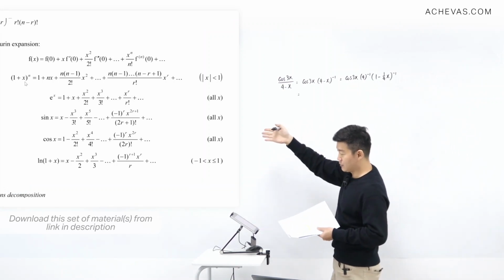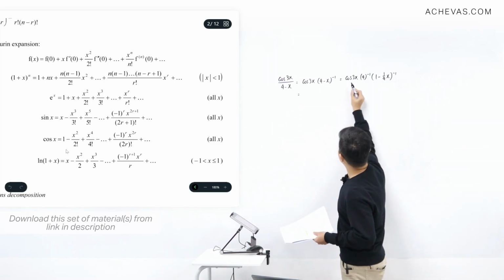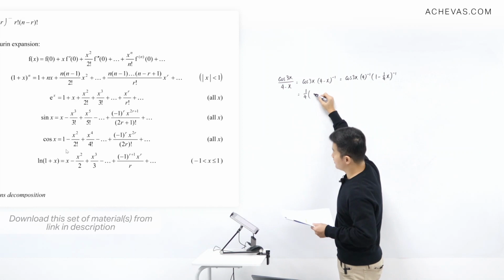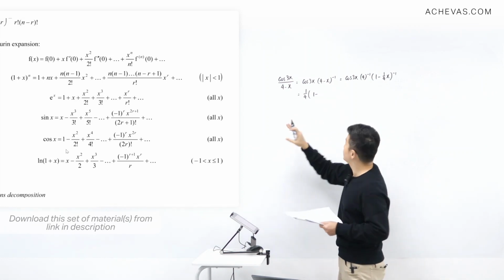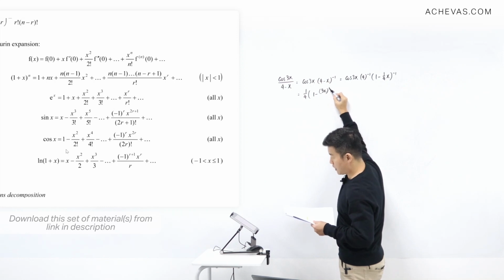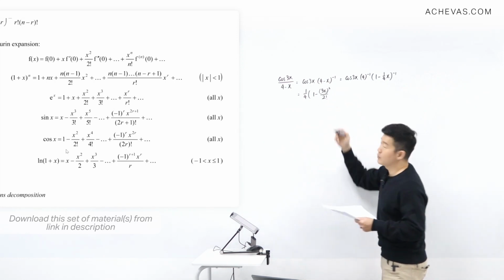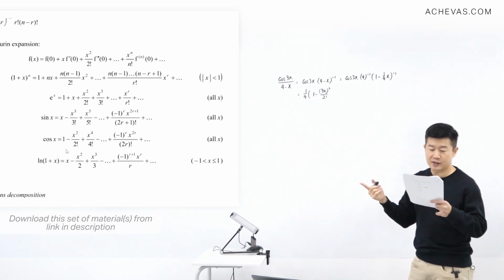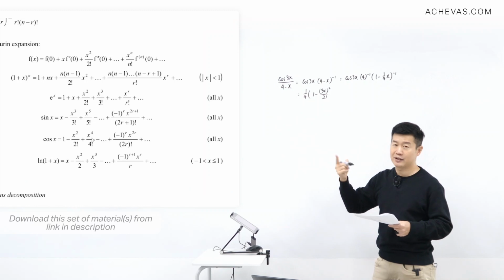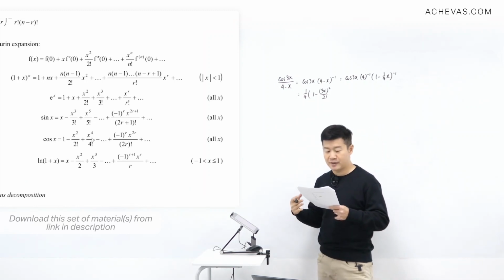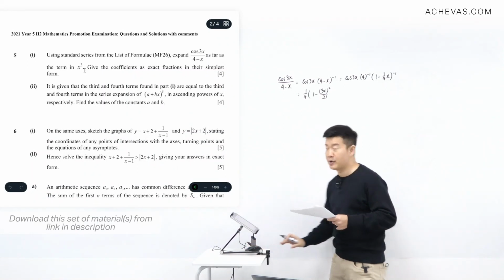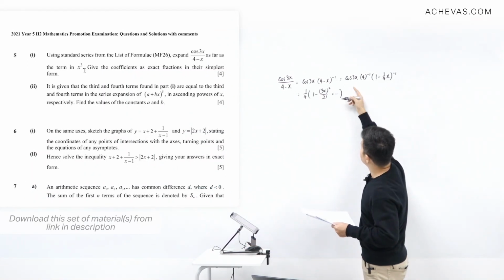So for cosine 3x, making use of the result for cosine x, and 4 to the power of -1 is going to be 1/4. Cosine 3x is going to be 1 minus x squared over 2 factorial, where x is replaced by 3x. So it is going to be 3x squared over 2 factorial. The next term will be x to the power of 4, but 3x to the power of 4 gives x to the power of 4, and the question is asking us to expand only up to the term x to the power of 3. So I'm going to ignore the next one. This is it for cosine 3x.